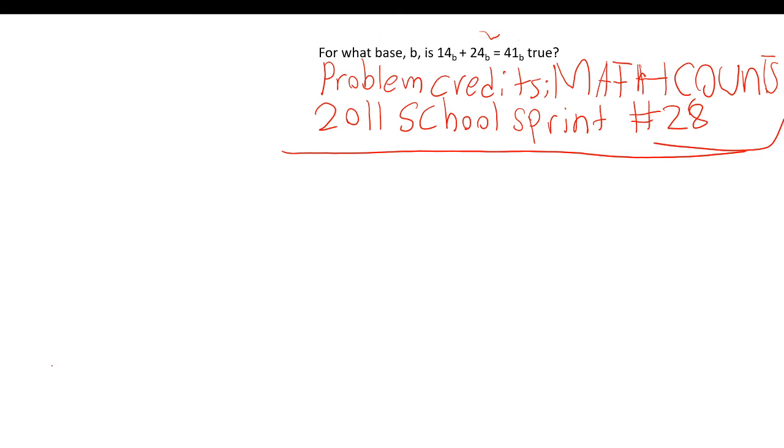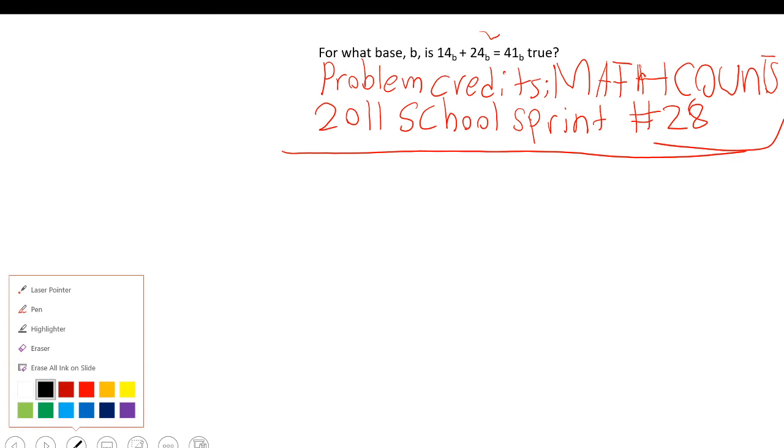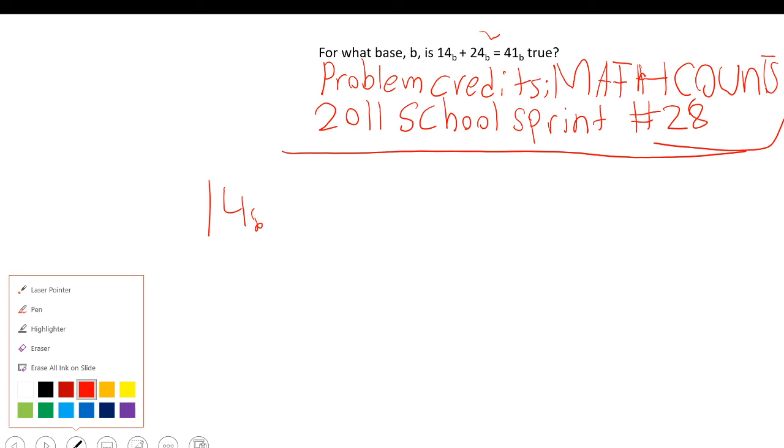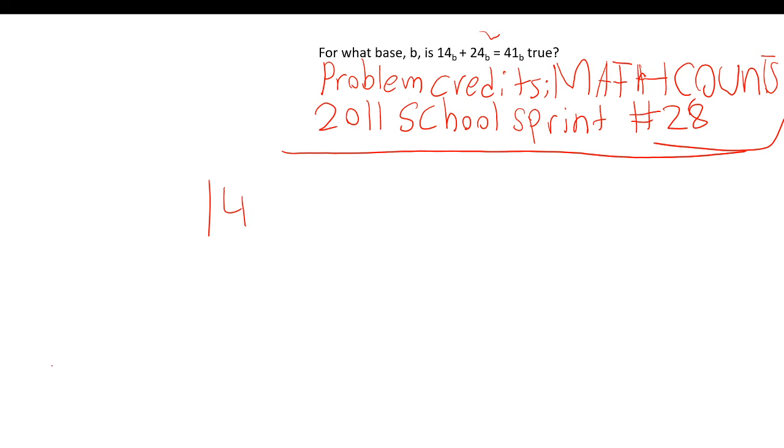So, we're looking for what base b makes this true: 14 base b plus 24 base b equals 41 base b. First thing we have to check, is this base 10? Well, if it is base 10, then 14 plus 24 has to equal 41, but already we note that 4 plus 4 is 8, and the units digit of our sum is not 8, so we're dealing with a base that is not 10.